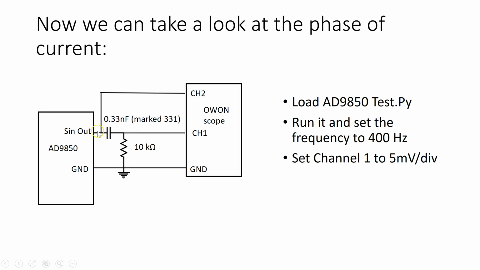Now we want to be in a limit where most of the voltage is dropped across the capacitor. Remember the capacitive reactance is 1 over omega C. So if we make C very small and omega very small, then we can make 1 over omega C very big, and it means most of the voltage will be dropped across the capacitor. So we will set our 9850 frequency to 400 Hertz, and we will choose C as just 330 picofarads, marked 331. So small C, low frequency, high capacitive reactance, and hopefully our 10 kilo ohms will then be pretty negligible in terms of changing the voltage across the circuit. Because I've chosen these values for this reason, you'll want to set channel 1 to 5 millivolts per division, because the voltage that will appear across this resistor will be pretty small.